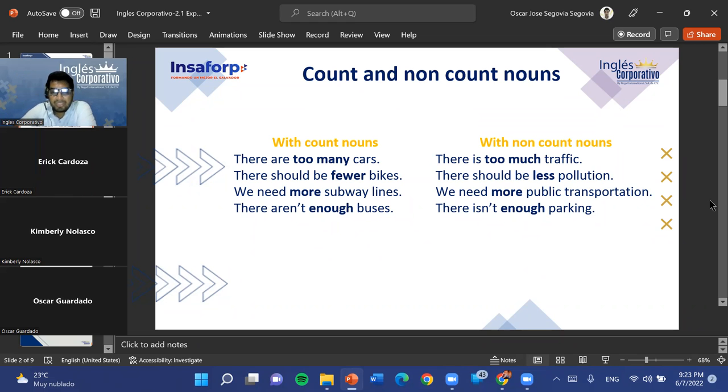I do not think that I have ever heard people saying, I have two softwares in my computer or two softwares in my cell phone. So that means that it is a non-countable noun.